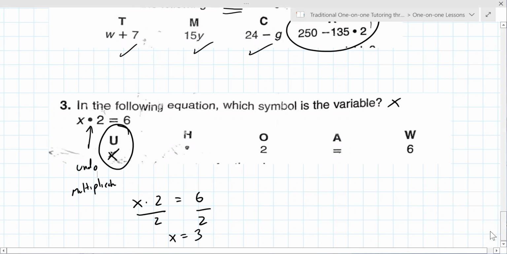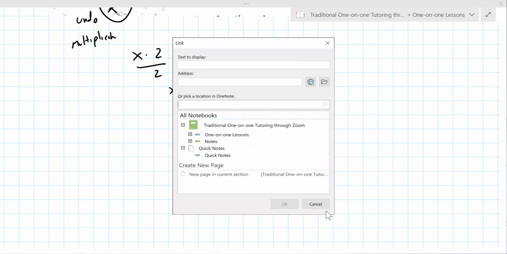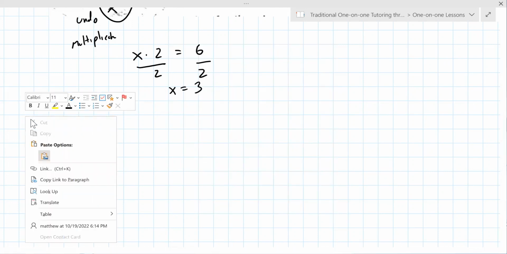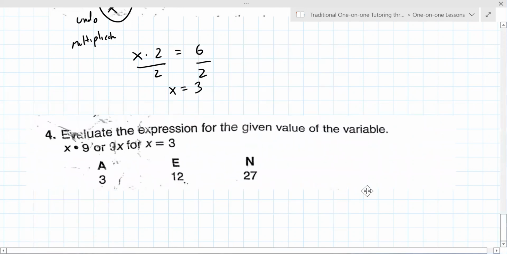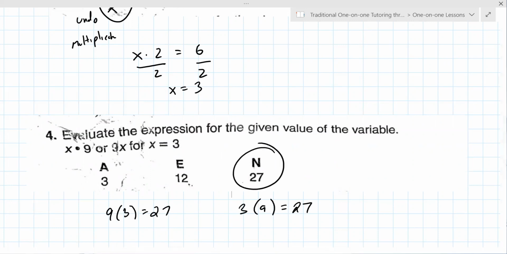Evaluate the expression for the given value of a variable. So they're making this kind of confusing, but it's 9 times x, and you have to put 3 in for x. 9 times 3. 27. That's it. And what they're trying to show you is that 3 times 9 is also 27. And the next one would probably be 10.